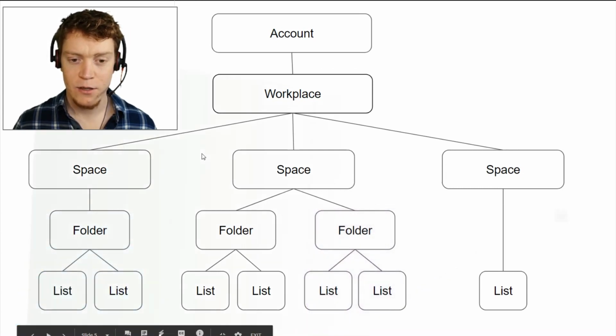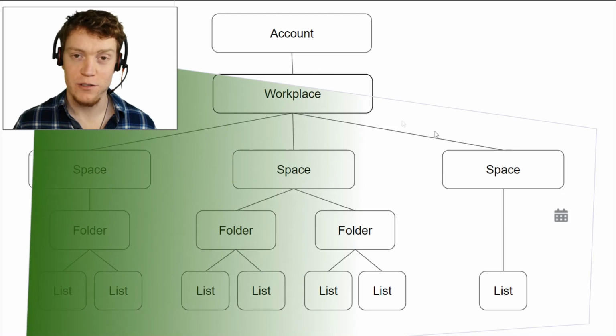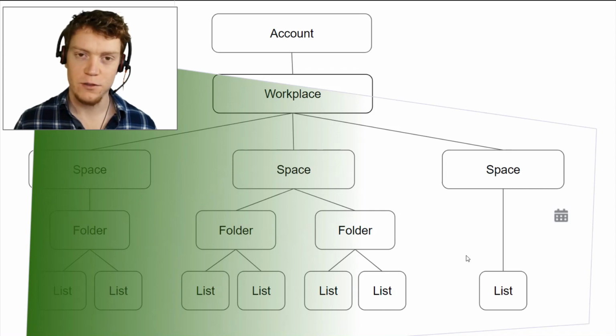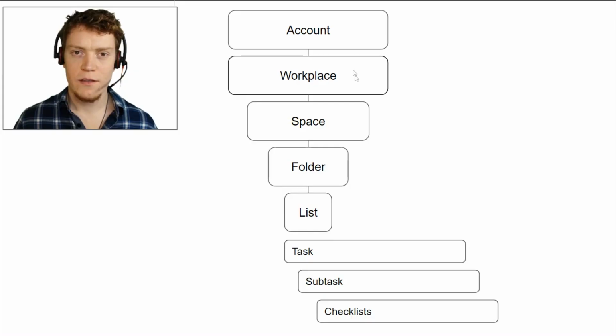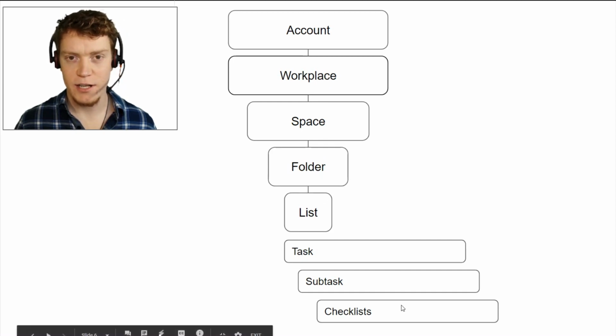And lastly, you can have a view across everything. So your entire workplace, all of your spaces, all of your folders, all of your lists can all pull into one place called the everything view, and you can filter and create different views on this. In this one, I have a calendar view. So these are our levels. We've got account, workplace, space, folder, list, task, subtask, and checklists.